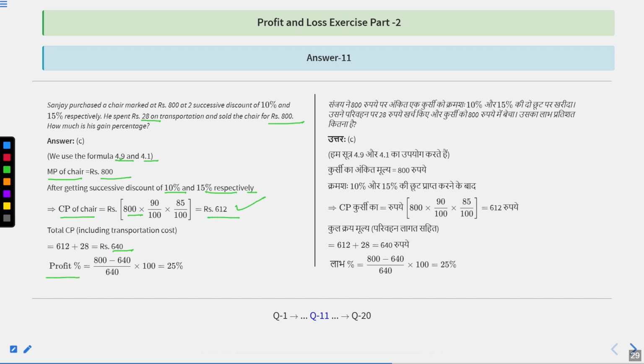So what is the profit percent? 800 selling price minus cost price, which is 640, upon cost price, which is 640, multiplied by 100. When we solve it, we get 25%. So profit is 25%. C is the correct answer. Next one.